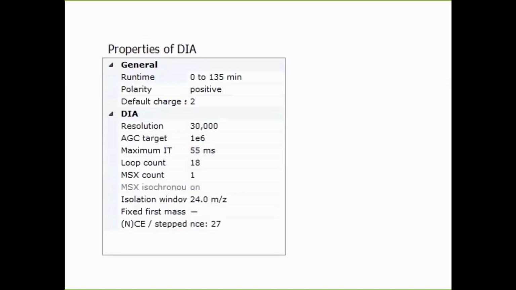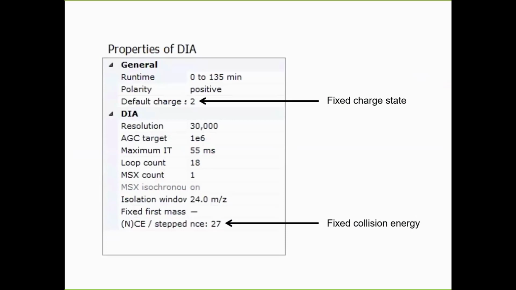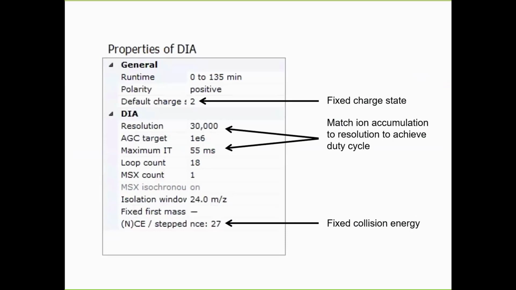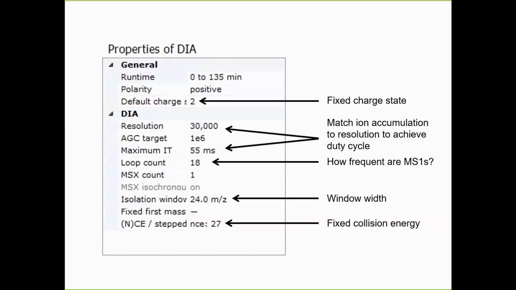Looking at some of these properties of the method setup, you're going to need to set a fixed charge state. We usually recommend 2 to begin with, because most tryptic peptides we find are charged 2. You're also going to need to set a fixed collision energy, which is optimized again for the average peptide that you're interested in. Here we usually try to match the ion accumulation values to the resolution of the instrument, so that your maximum ion injection time fits with the amount of time it takes to acquire an MS2 scan in the Orbitrap or the TOF instrument. You also need to set a loop count, which is really how frequently you expect to find MS1s in your experiment, and then your window width, which will be set for the isolation scheme that you've decided upon.